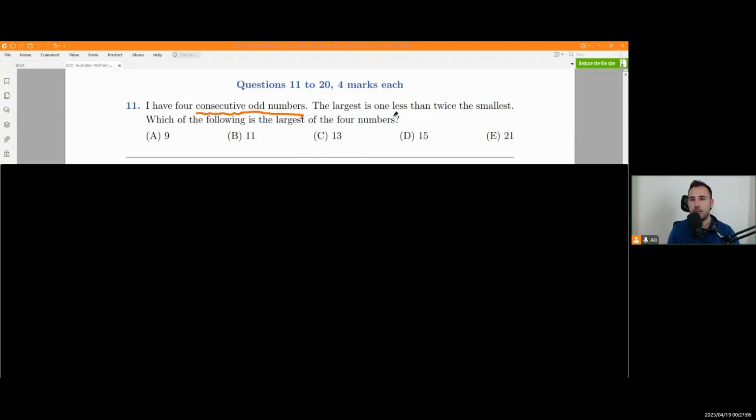So the largest one is less than twice the smallest one. So I'll go with 13, the middle one. So what is the largest of them? 13, 11, 9, and 7. So we have 4 consecutive odd numbers. The largest one is 13.